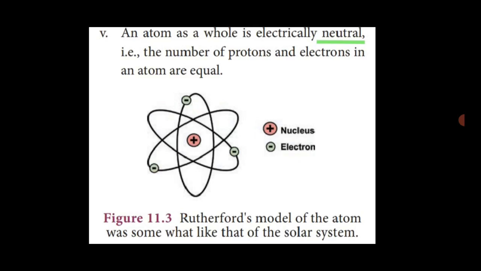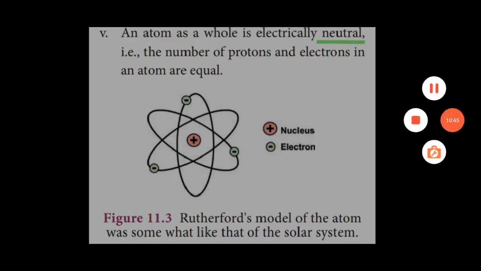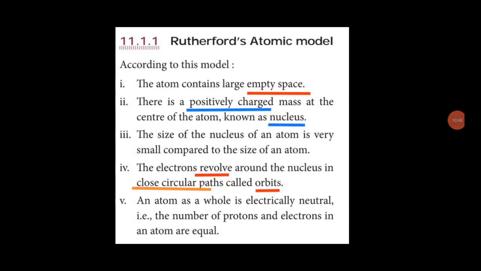These are the concepts of the Rutherford atomic model. One second, let's recall the Rutherford atomic model. The atom contains large empty space. The positively charged mass at the center of the atom is known as the nucleus. The size of the nucleus is very small compared to the size of the atom. Electrons revolve around the nucleus in circular paths called orbits. The atom as a whole is electrically neutral, because every atom contains an equal number of protons and electrons.